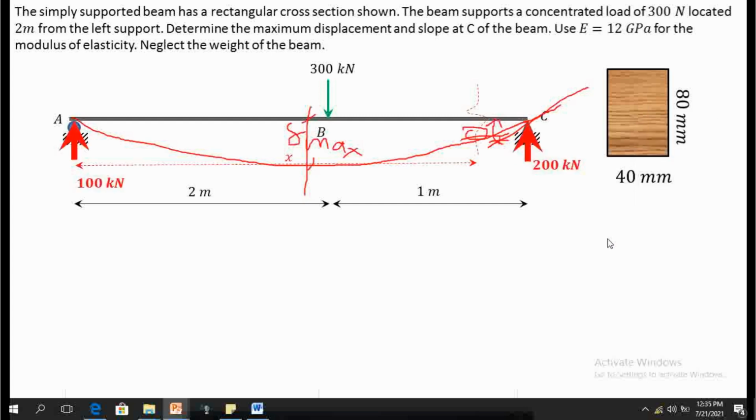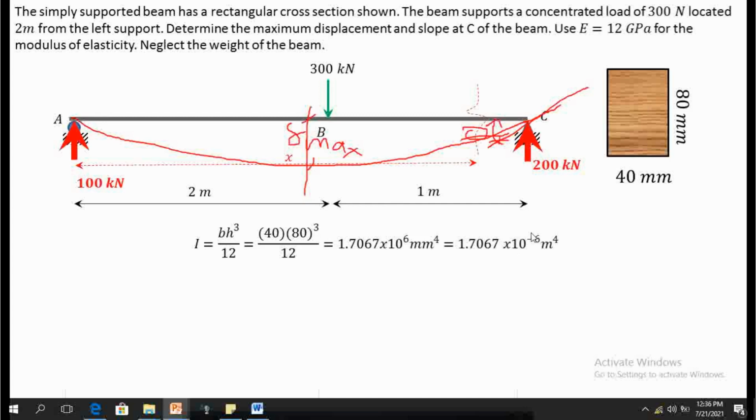So, very first thing you have to do, determine the reactions for each support. So, again, using your equilibrium equations, the value of the reaction at point A is 100. At point C, that is 200 kilonewtons. After na nakuha natin yung ating support reactions, since given naman yung cross-section, I can solve for the moment of inertia of my beam. Bakit ko kinonvert ito ng meters? Kasi kung mapapansin ninyo, naka-meter lahat ng mga distances.